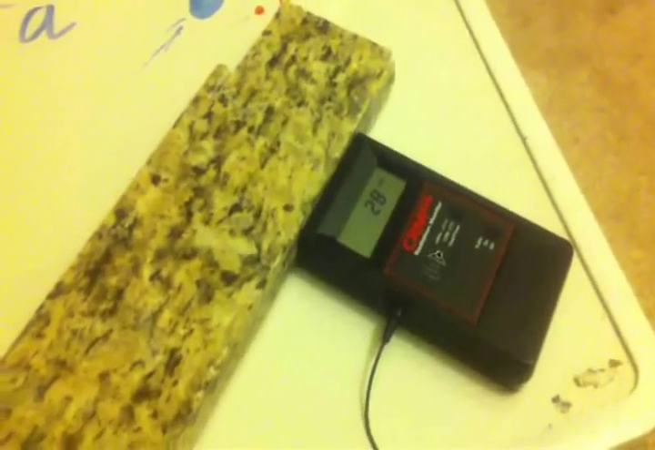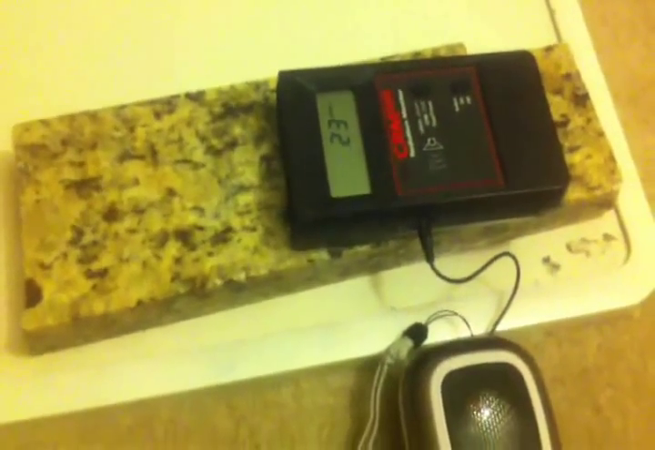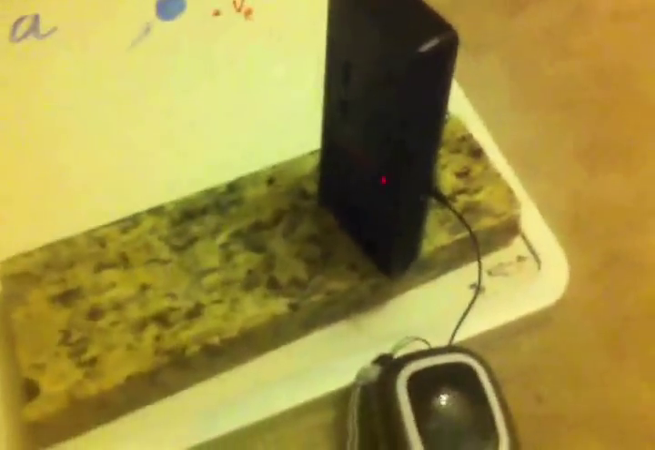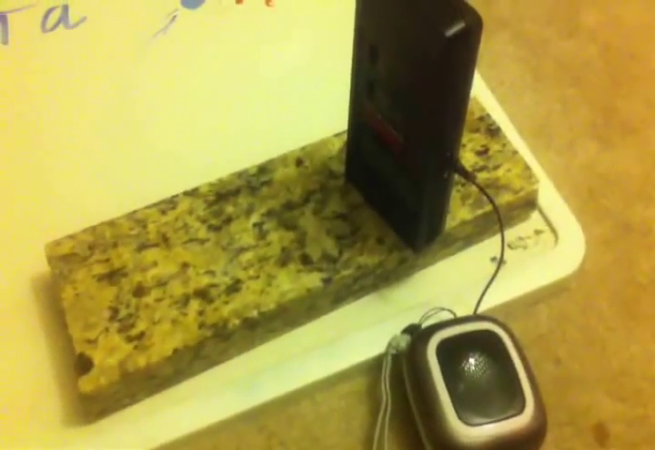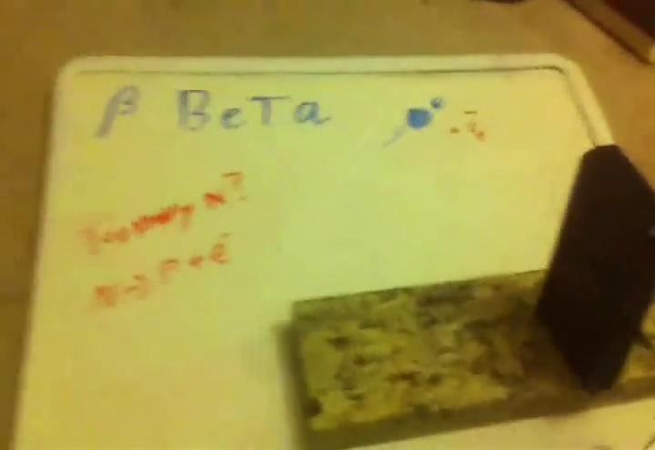Let's get rid of this and put out our stone. Or granite countertop. Significantly less is put off by this granite countertop. It is by no means a heavy producer, but it produces a little. Not much. There, that should do. There we go. There's a possibility of some alpha being produced by that as well. Notice when I put it down, it had more of an effect. But that's your basics of beta particles right there.